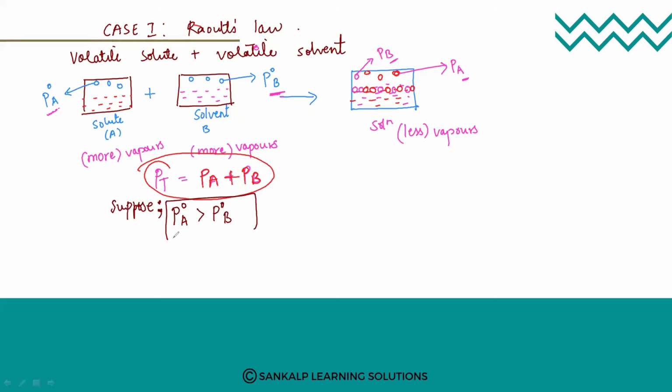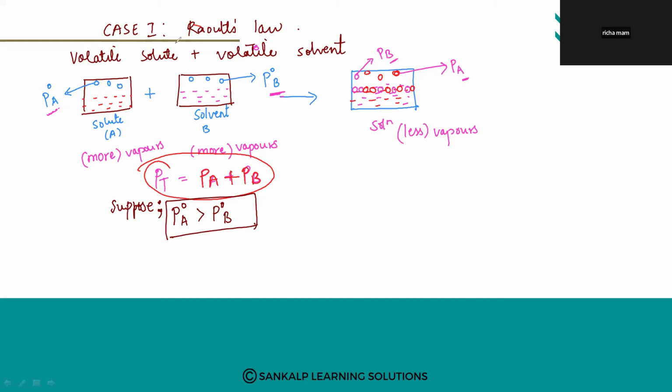This means that the solute is more volatile. So both are volatile. Okay. What I am supposing is that both the solute as well as the solvent are volatile. Right. Now here in this condition you can see that both are volatile. So either one should be greater. Right. Either one should be greater. So what I have taken is that P naught of A should be greater than P naught of B. That means what? The solute is more volatile than the solvent. So this I am supposing.